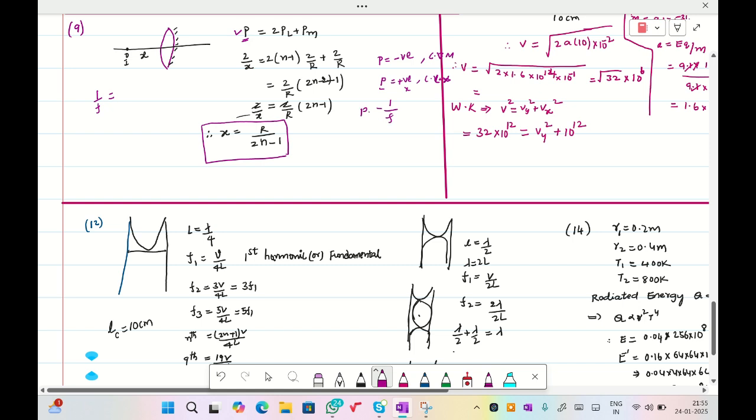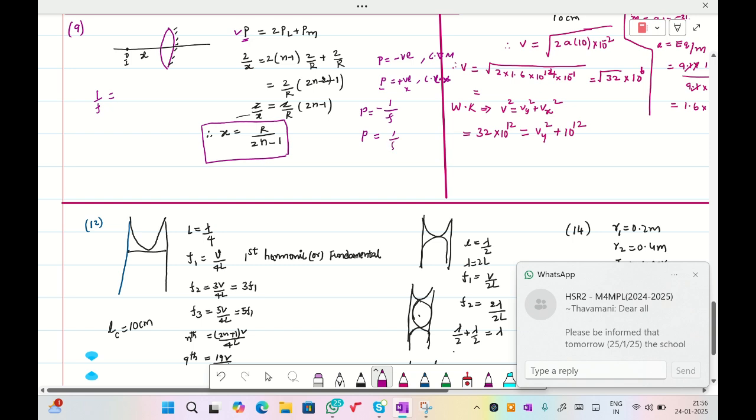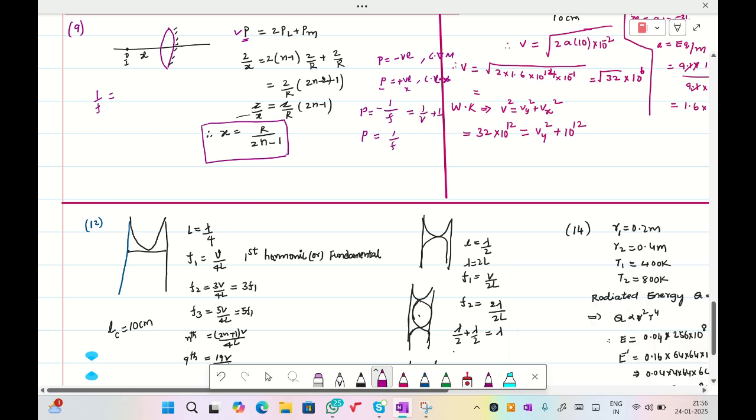Therefore power is equal to 1/f. The power value is minus 1/f in the case of a concave mirror. If it is a convex mirror, power is equal to 1/f. Mirror formula only you have to take again: 1/f = 1/v + 1/u. Mirror formula only you have to take.